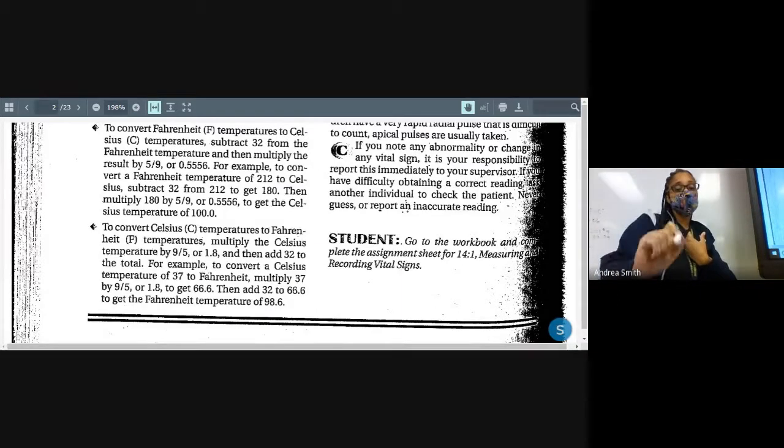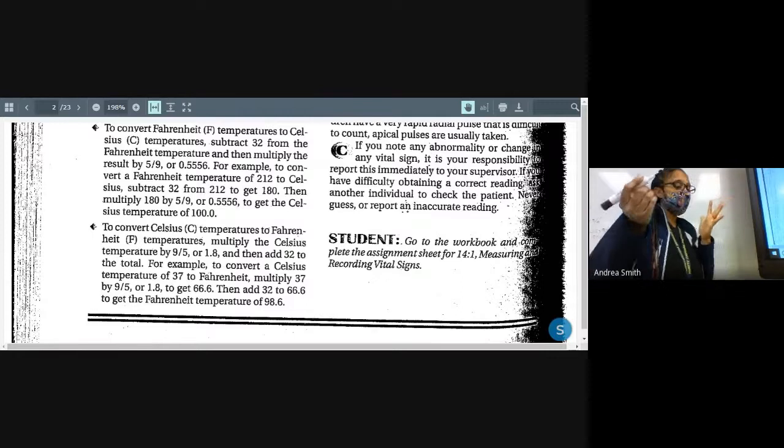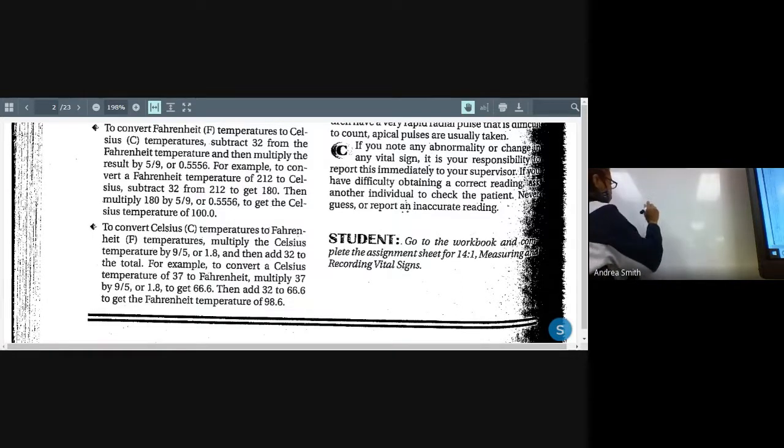Now, I prefer to do the 1.8 instead of the 9/5 just because it's a little easier. So with the Celsius, it's going to be Celsius times the 1.8 equals the value, and the value times, I'm sorry, plus 32. The value is going to be plus 32.